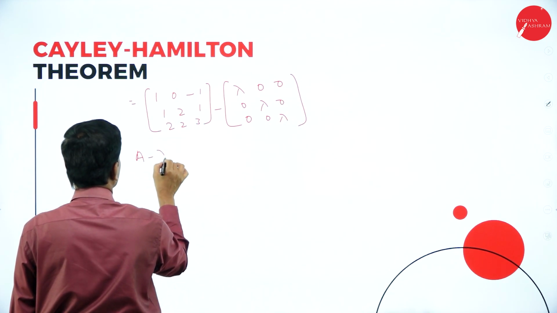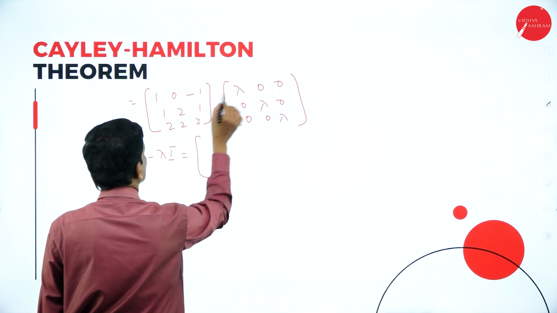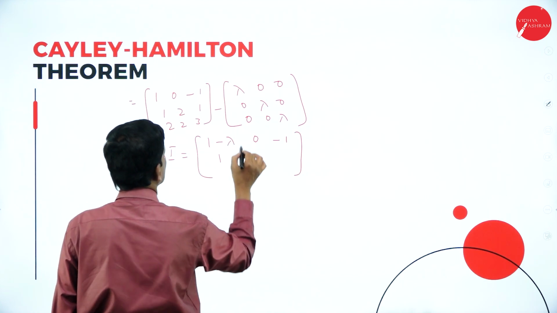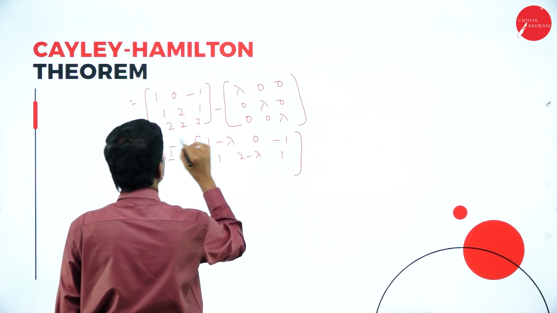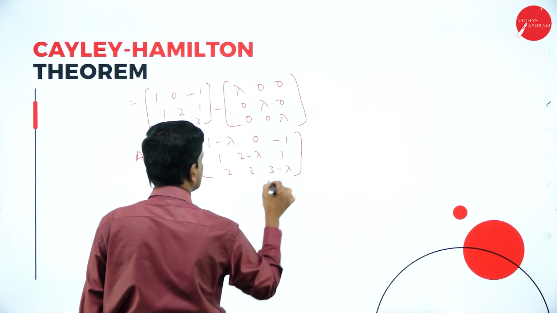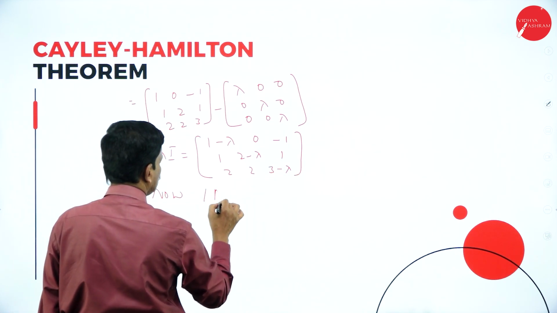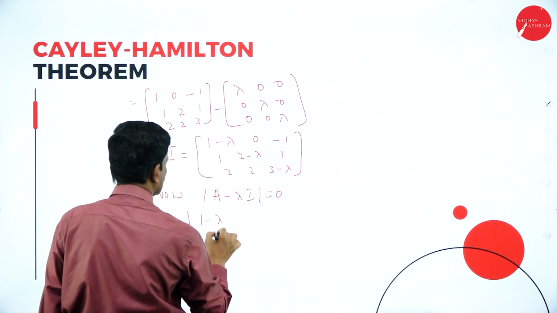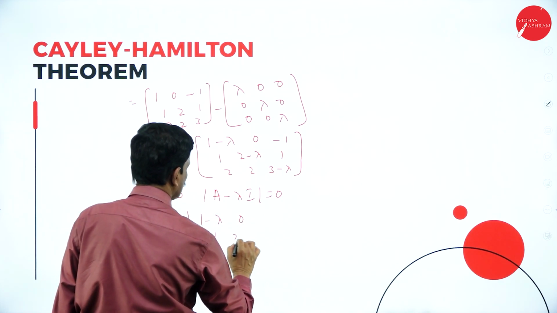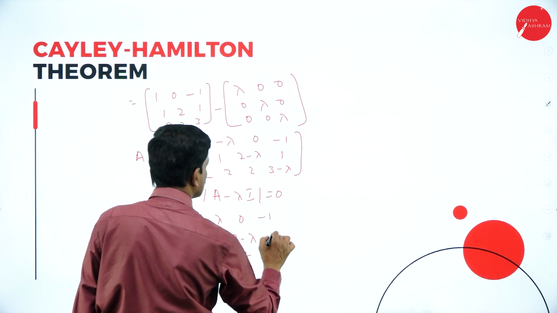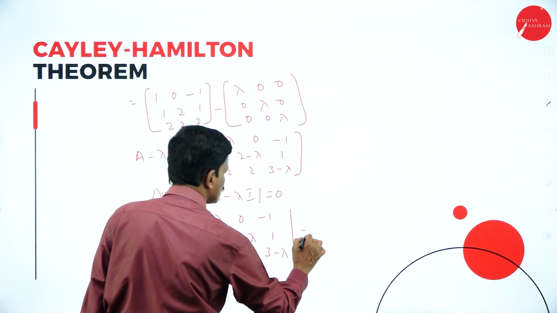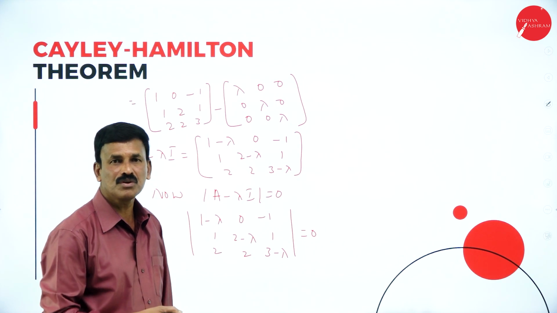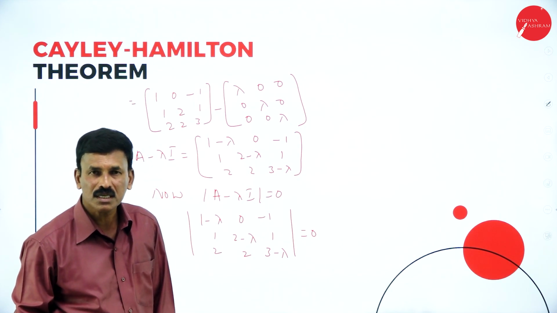Simplify this. Now, A minus lambda I is equal to 1 minus lambda, 0, minus 1 as it is, 1, 2 minus lambda, 1, again 2, 2 and 3 minus lambda. Now, determinant of A minus lambda I is equal to 0. That is the determinant 1 minus lambda, 0, minus 1, 1, 2 minus lambda, 1, 2, 2, 3 minus lambda is equal to 0. If you expand this 3 rows, 3 columns with respect to the first row, you are going to get an equation. That equation is called the characteristic equation.